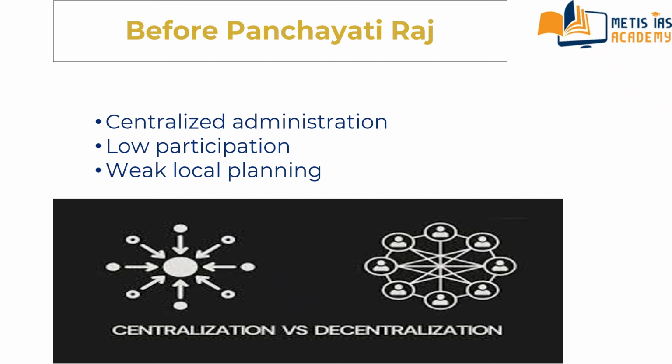But before introducing Panchayati Raj, India had a highly centralized administration. Officials sitting at the state or central level took decisions for villages, often without understanding local realities. This is the important point. UPSC describes this as centralized planning without local participation. This theme appeared in mains 2018 GS paper 2 in a question on bottom-up governance and cooperative federalism.